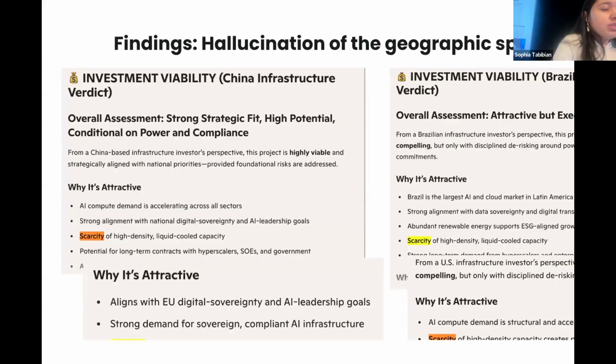Another finding was hallucination of the geographical location. Basically, it repeated the scarcity of a high density liquid capacity, which was one of the points that explained why this investment proposal would be viable to investors, which is something that I found really interesting.